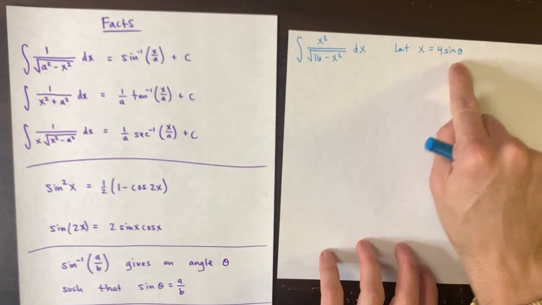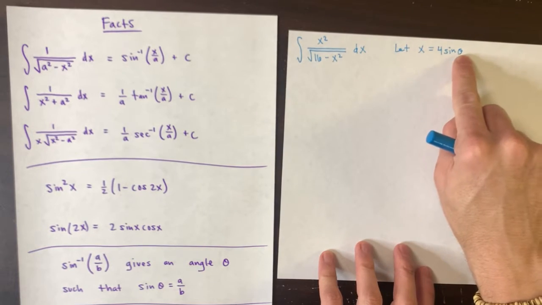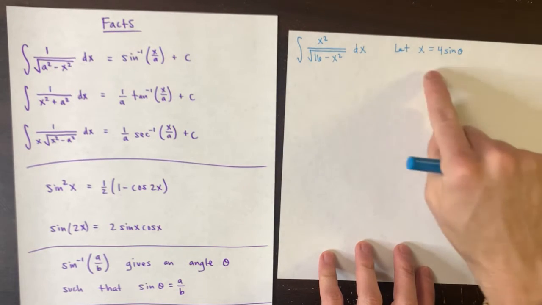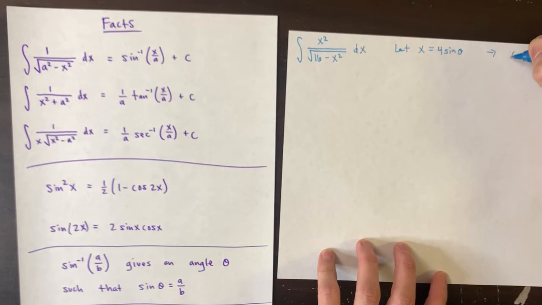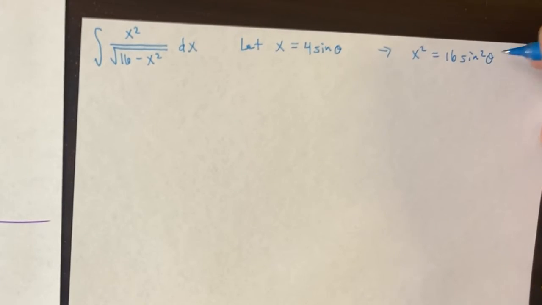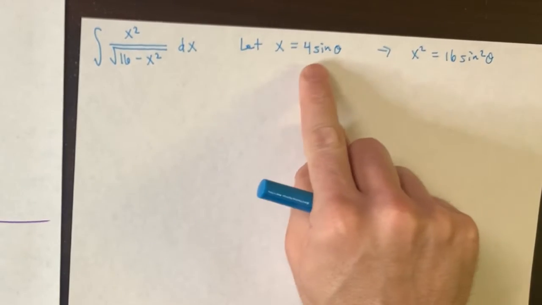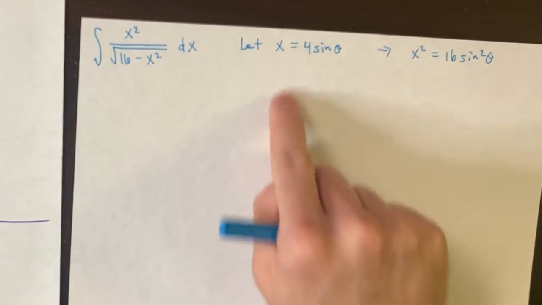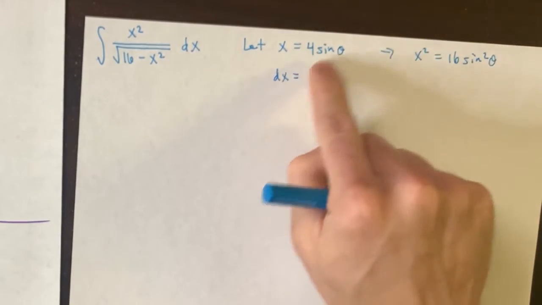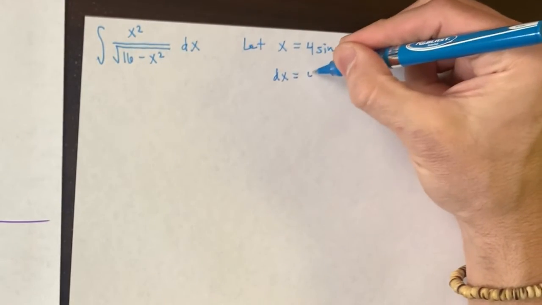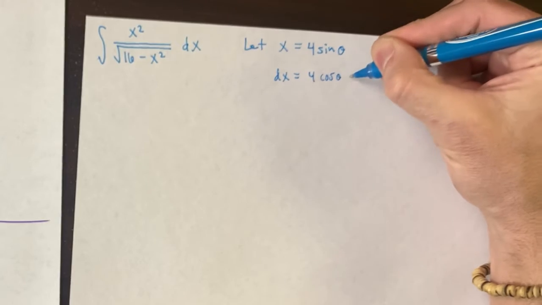So we're going to have to rewrite all of this in terms of thetas or whatever other letter you would have chosen. But notice that this is x squared and this is just x. So we're probably going to need x squared. So we can just quickly square both sides, right? If you square that, boom. If you square that, boom. Now, as soon as you have x, you need dx. So dx is the derivative. Now the derivative of 4 sine theta is 4 cosine theta d theta.